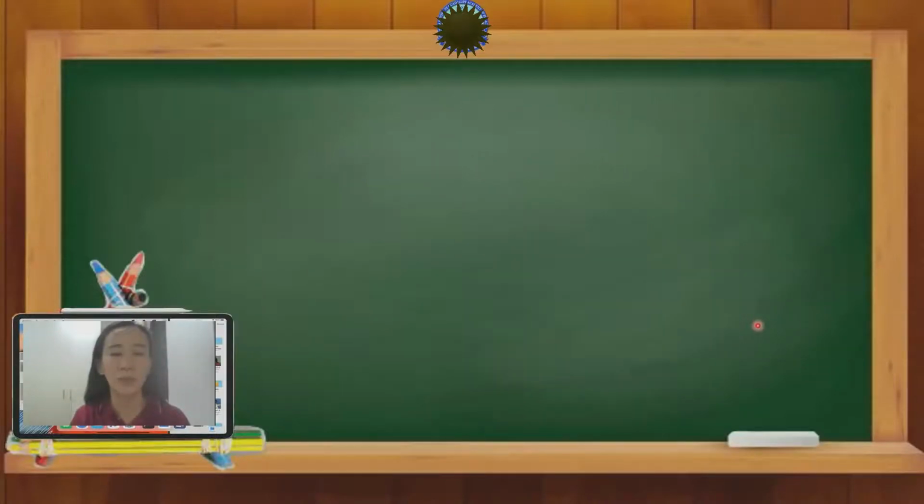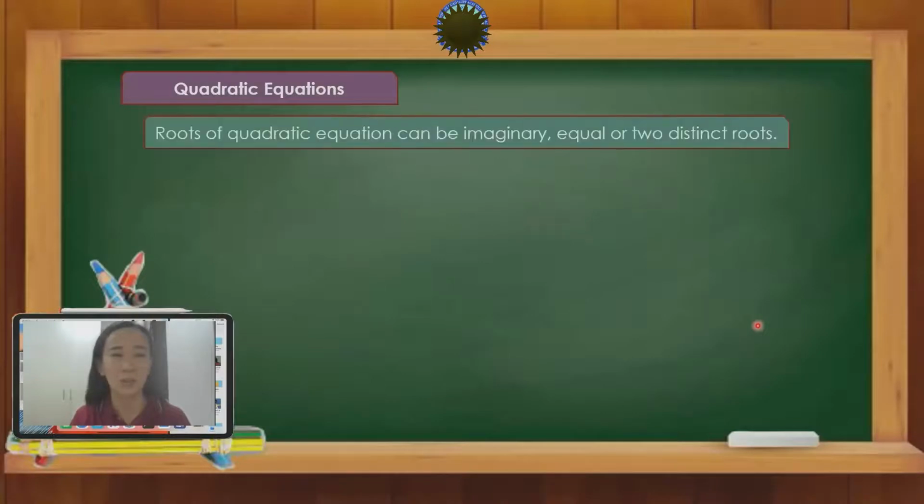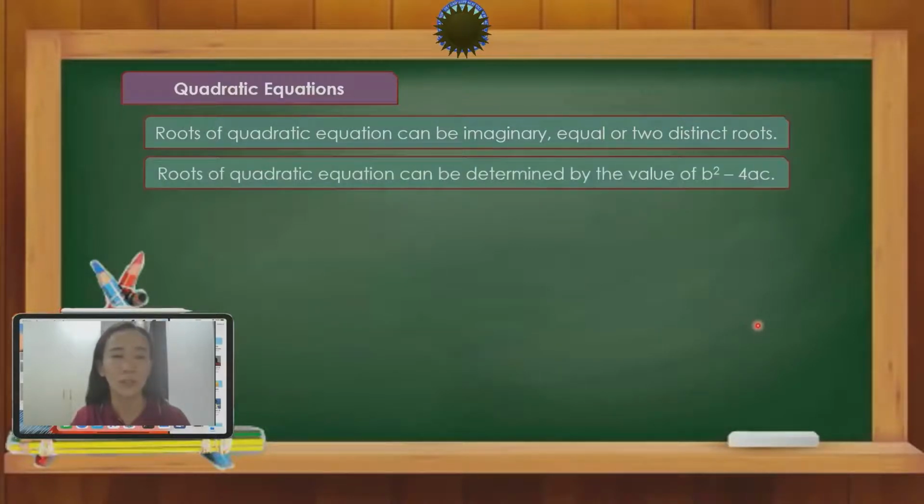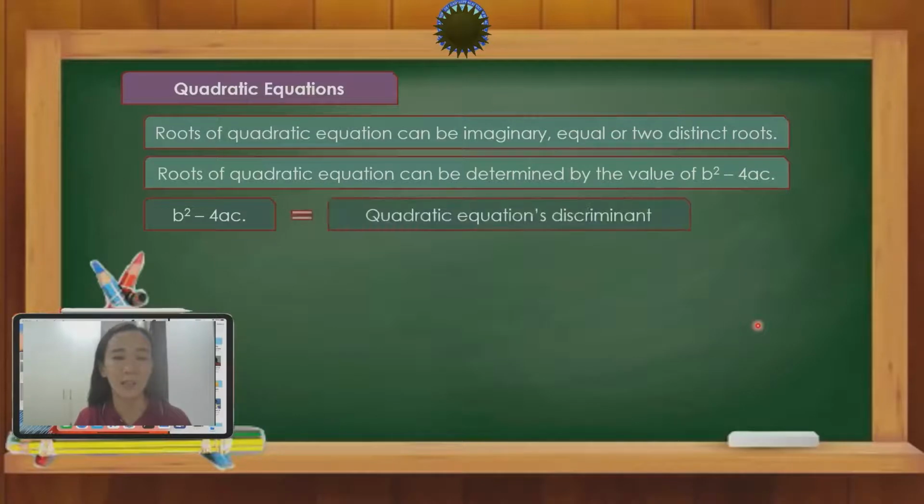So what do we mean by the roots of quadratic equations? Roots of a quadratic equation can be imaginary, equal, or two distinct roots. Roots of a quadratic equation can be determined by the value of b squared minus 4ac. b squared minus 4ac is what we call the discriminant, or the quadratic equation's discriminant.